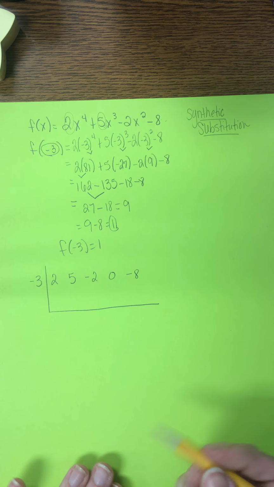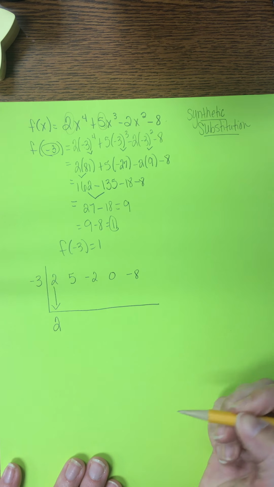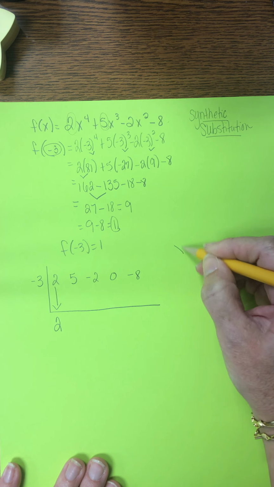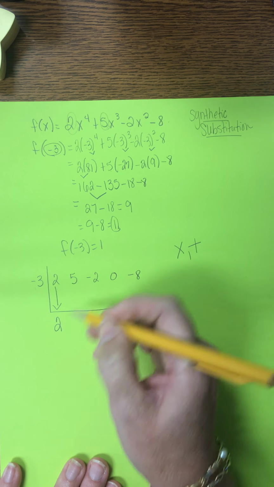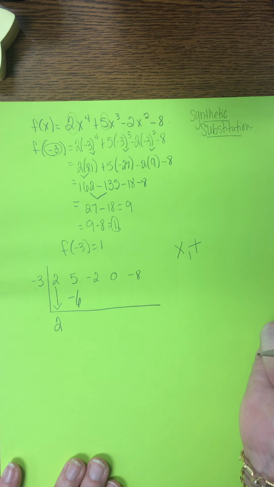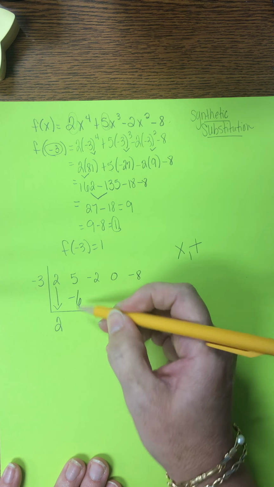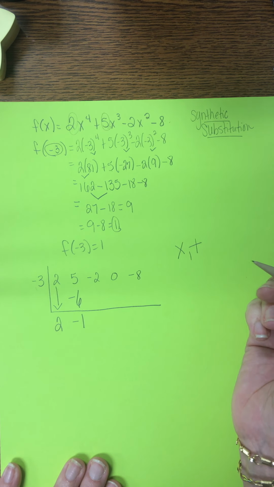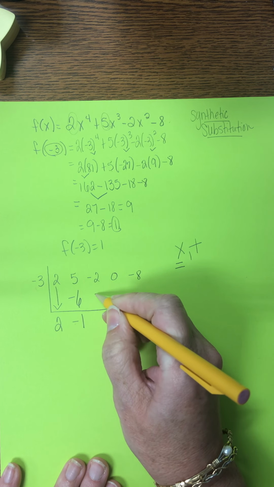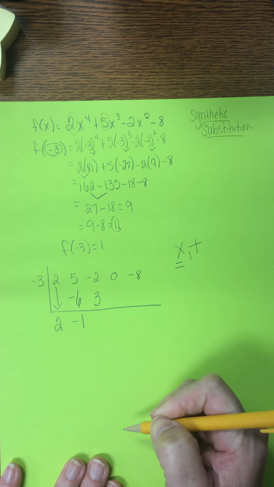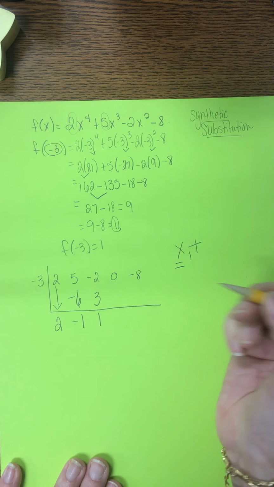To complete synthetic substitution, you'll take that first number, which is a 2, and bring it down. And then from there, we'll multiply and add. Negative 3 times 2 is negative 6. Put it in the next column and add the next column. 5 plus negative 6 is negative 1. Then multiply again. Negative 3 times negative 1 is positive 3. Put that in the next column and then add that column. Negative 2 plus 3 is 1.